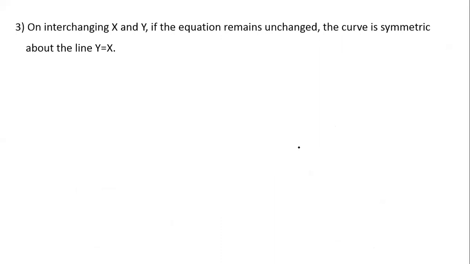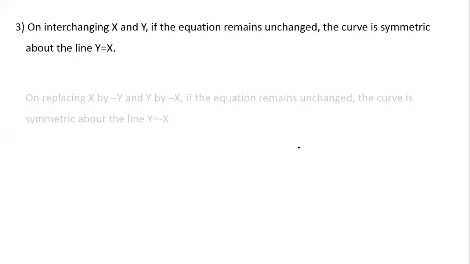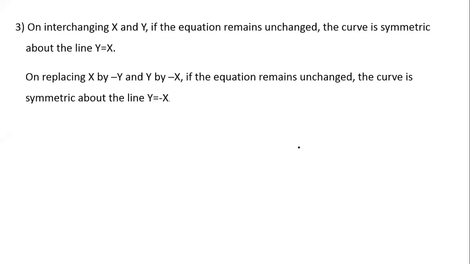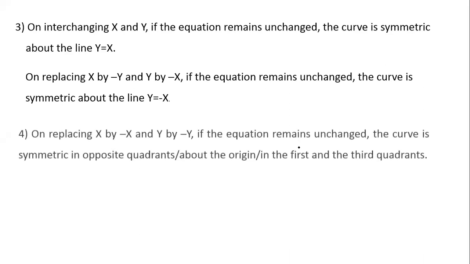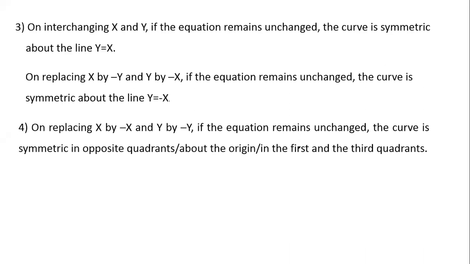Third, we have to remember all this and recall it while solving each problem relating to Cartesian. On interchanging x and y, meaning replace every x by y and every y by x, if the equation remains unchanged, then the curve is symmetric about the line y equal to x. In addition, on replacing x by minus y and y by minus x, if the equation remains unchanged, the curve is symmetric about the line y equal to minus x.